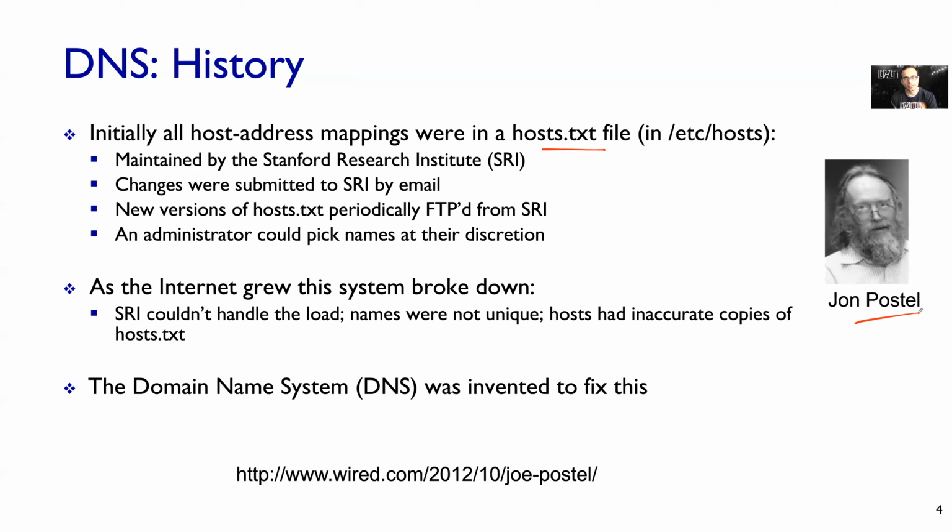And clearly, as the internet started growing, this was a problem because, first of all, it was hard to come up with names that were unique. I mean, people started using the same names. There were all sorts of inaccuracies in these host.txt files. And in fact, with John Postel, there was an incident, you can read it up here. I'm not going to spend a lot of time on that.